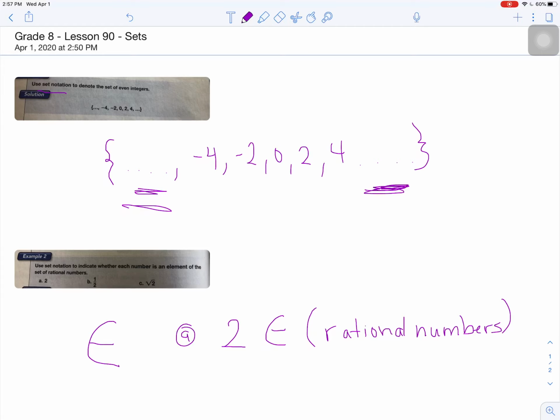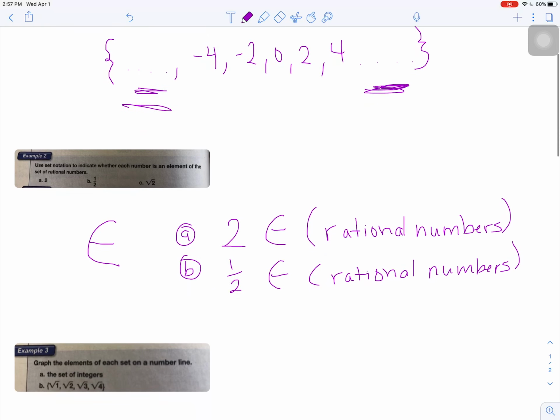So that would be A there. B, it says, well, is half an element of rational numbers? Well, yes, it is, because it's 0.5, it is exactly the same. It is an element of rational numbers. When you do the square root of 2, here's where it's slightly different. Square root of 2, and you can try that on your calculator if you'd like, but it's a number that goes on and on. And so that would not be an element of rational numbers. And that's where you put that line through your rational numbers to show it.